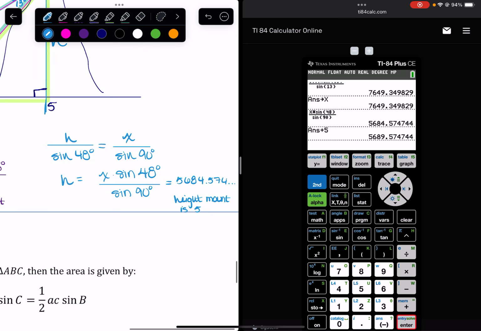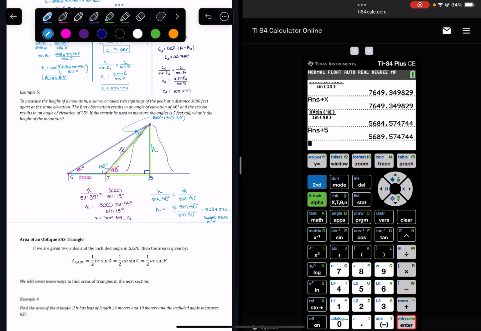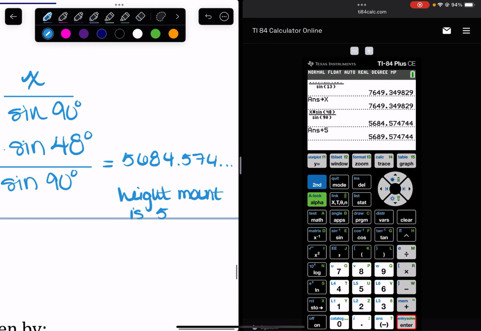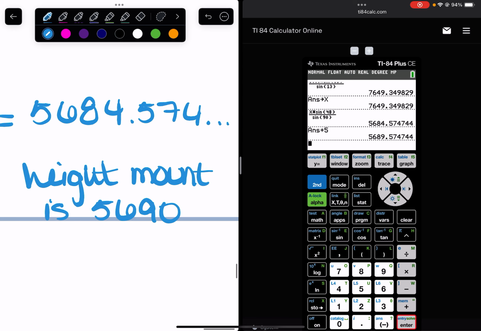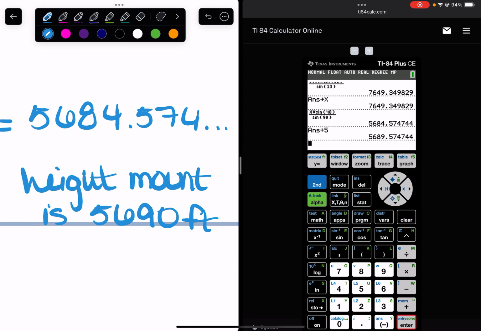5,000... how are we supposed to answer? It doesn't say, so we're going to go nearest foot. We don't really measure that kind of distance in decimals. 5,690, because the 0.5 would round it up, feet. I don't know if that's a tall mountain or not.